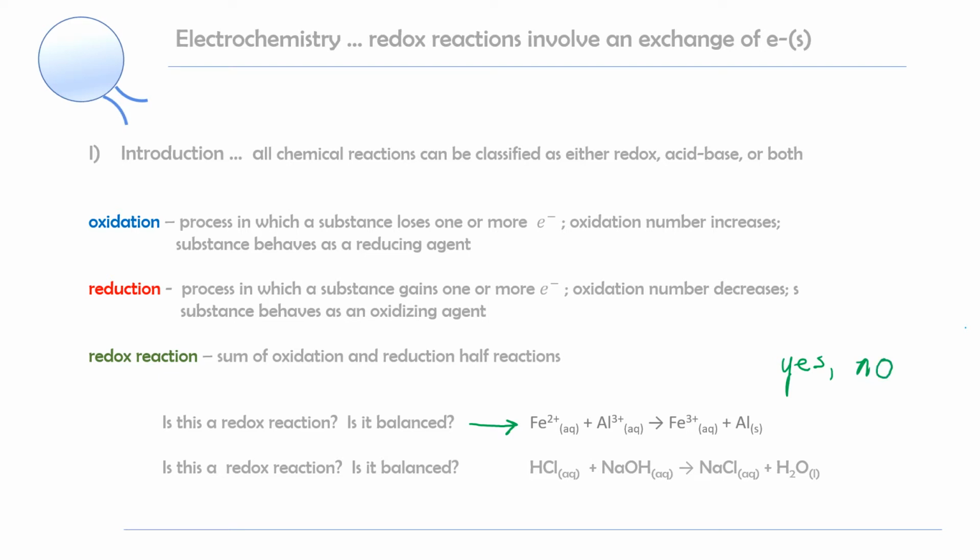Okay, so your eyes can deceive you with redox reactions. You've got to go in and do the hard work of assigning oxidation numbers, determining if it is a redox process, and if so, then you have to go through the balancing process. Okay, next reaction, hydrochloric acid with sodium hydroxide giving sodium chloride and water. We should recognize this. This is definitely an acid-base reaction, but is it also a redox reaction? We don't know until we go in and assign oxidation numbers and have definite proof.